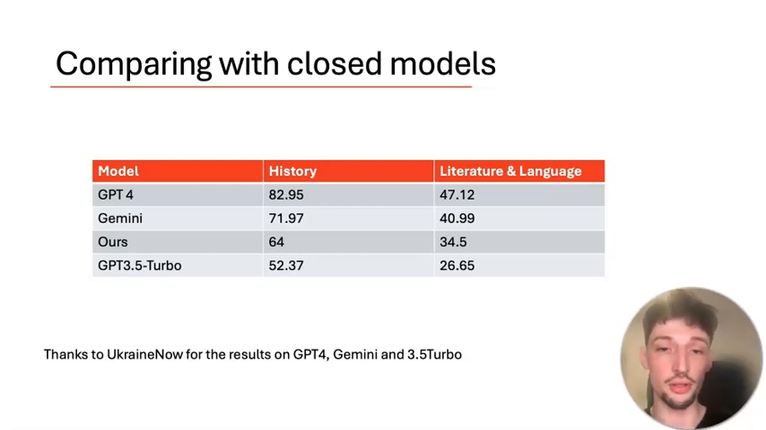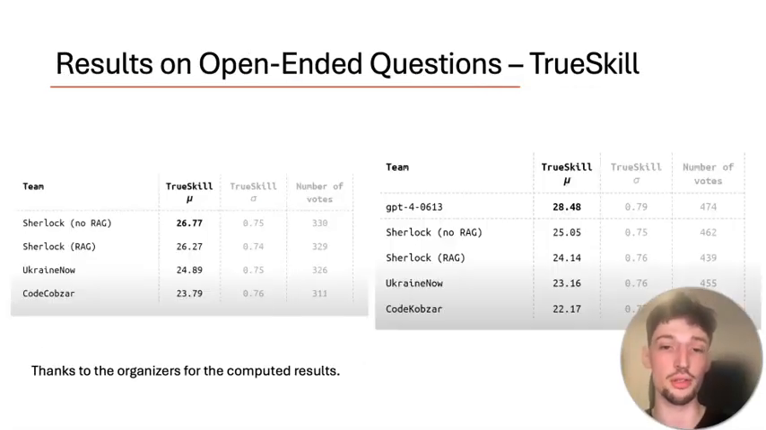We also compared our results on the multi-choice question answering with closed models, and we discovered that our solution beat the ChatGPT 3.5 Turbo out-of-the-box inference. And here we have our results on the open-ended question answering. We can see on the left when GPT-4, which is a big model, is not present, our TrueSkill score is higher than on the right where it is present, but it's still a decent and good score.